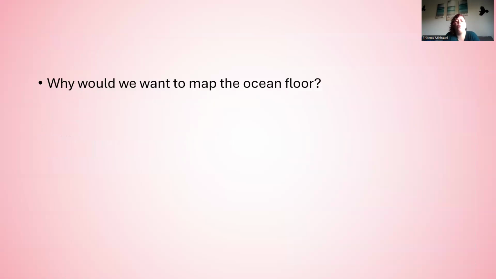Next question for you guys is why would we want to map the ocean floor? What do you think a reason is that that's a useful thing to map out?